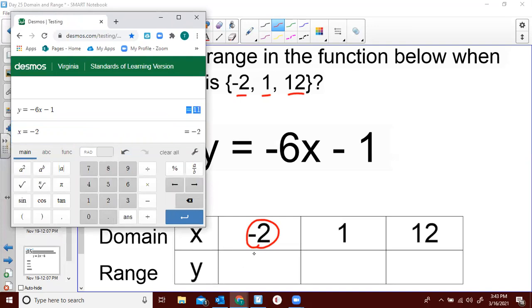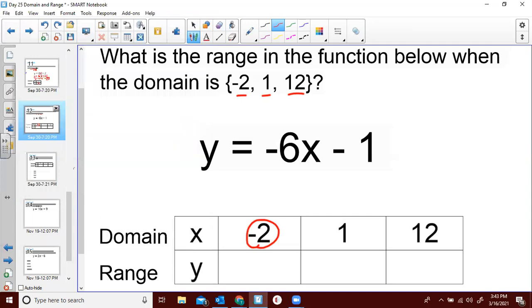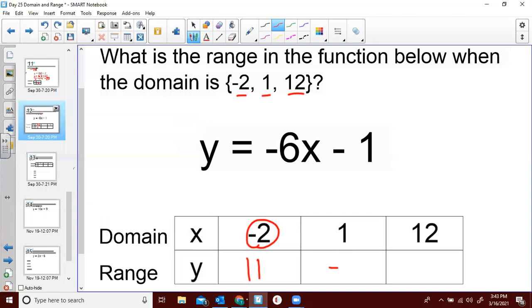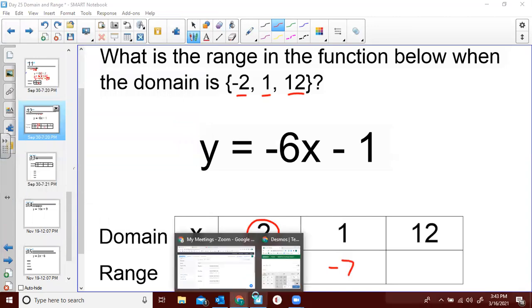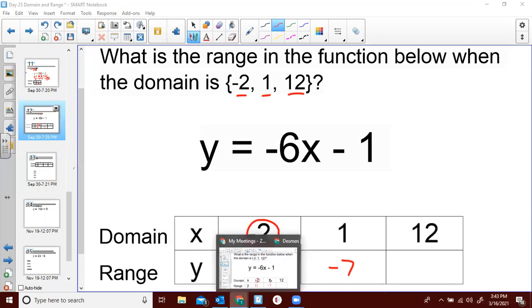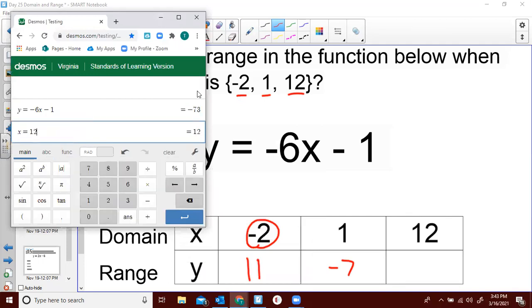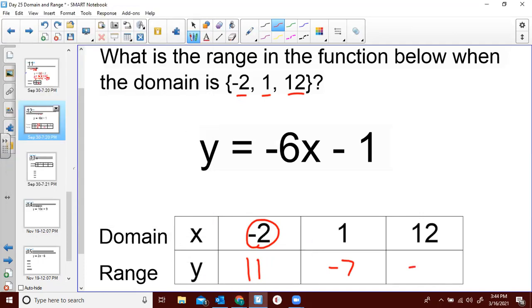And that's the same thing as what I did earlier, where I showed you about plugging in that X value for where you see an X in the function. All right, what about when X is 1? You'll see that we get Y equals -7. What about when X is 12? Y is going to equal -73. So you can see where Desmos really helps you, because some of these answers can get rather large.